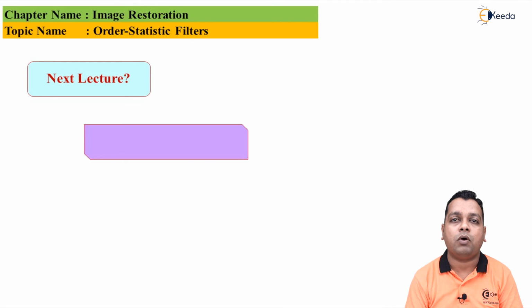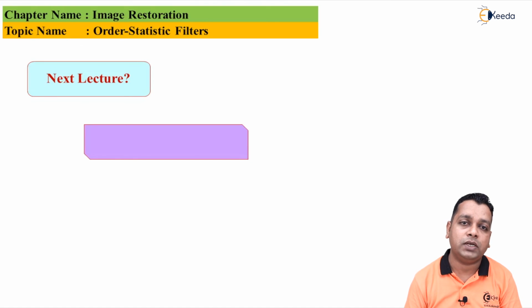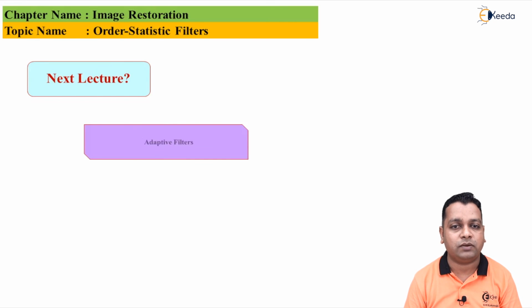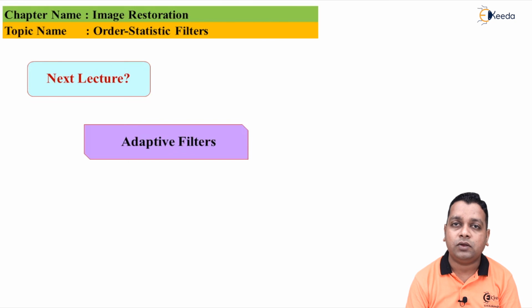I hope the order statistic filters are very clear to you, so that we can perform image restoration, one of the fundamental steps of digital image processing. In the next lecture, we carry forward the image restoration processes, and this time we shall be with the adaptive type of filters for the same objective.